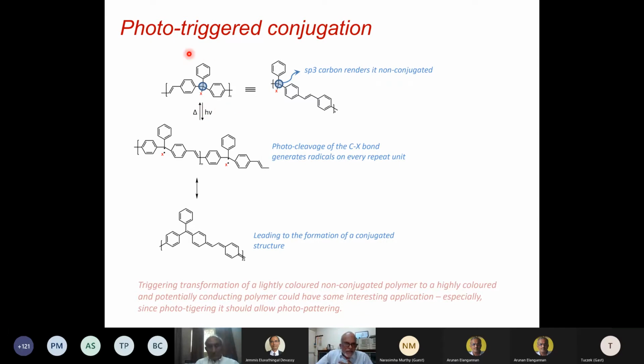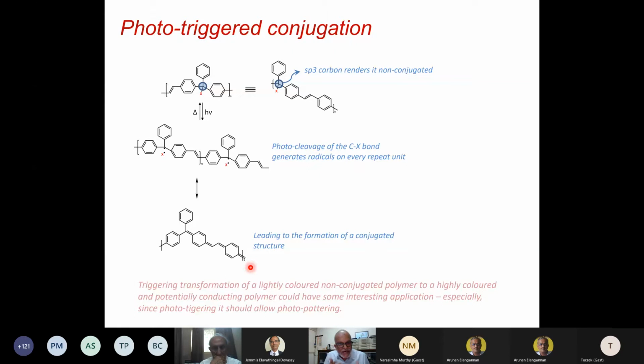So the idea was to make a non-conjugated polymer that looks like this. It has an sp3 carbon, so it's not conjugated, but it has a double bond here, right? So I've just rewritten this slightly differently. So this repeat unit is gone on this side for ease. I'll tell you why. So this renders it non-conjugated. You shine light, this homolytic cleavage happens to generate a radical and a radical in the backbone. And this radical and this radical will actually combine to generate a conjugated backbone.